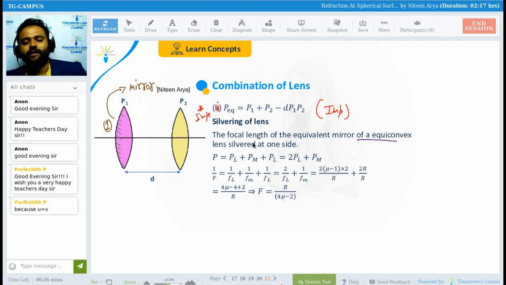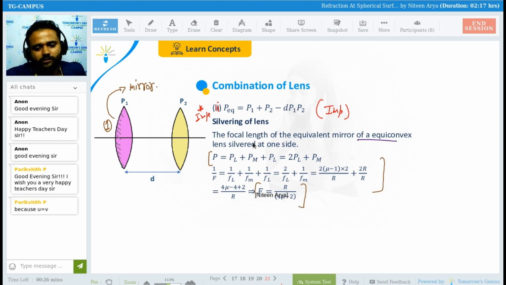So if we do it this way, the focal length of the equivalent mirror of a convex lens silvered at one side: the total power is the power of the lens, then the power of the mirror, and then the power of the lens again, 2 into power of the lens, and this is 1 by the total focal length, 1 by FL, 1 by FM, 1 by FL. Just putting in these values you can get this focal length. So this one is important also. Clear everyone?